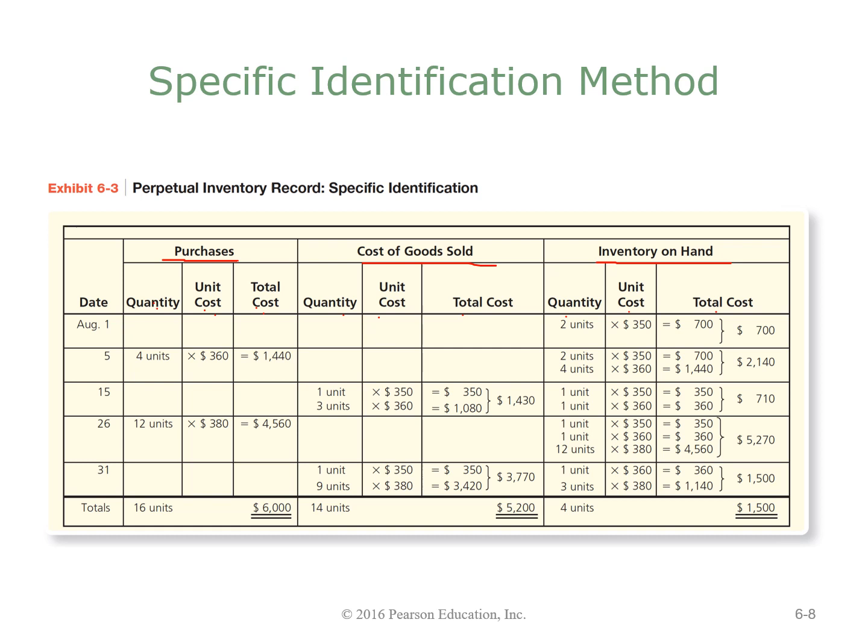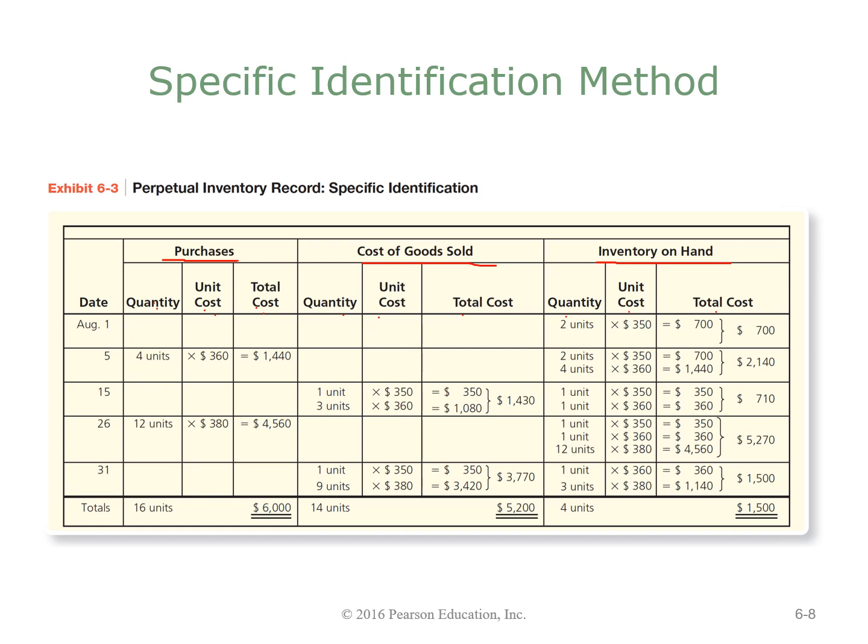On August 1st, we have 2 units. The cost was 350, so the total is 700. So all we have now is 700. On August 5, we purchased 4 units for 360, equal to 1,440. Here we have to write the details, which are 2 units from August 1 for 350, and 4 units from August 5th at 1,440. So the total inventory here is 2,140.